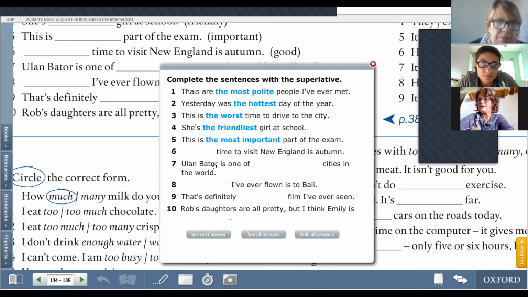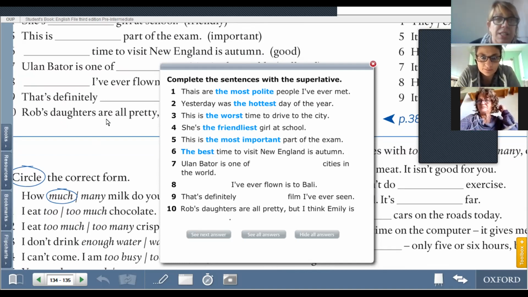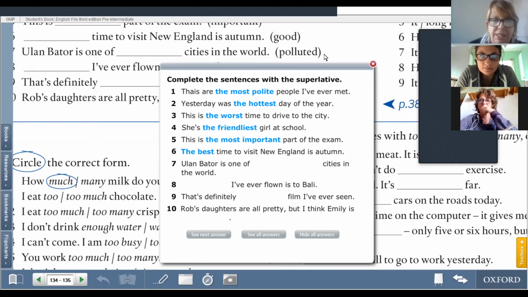Then we got good, Anna. Good, the best. Brava. The best time to visit New England is autumn. Then we have polluted. Ulaanbaatar, Mongolia, is one of the most polluted cities in the world. One of the most polluted cities in the world, yes.